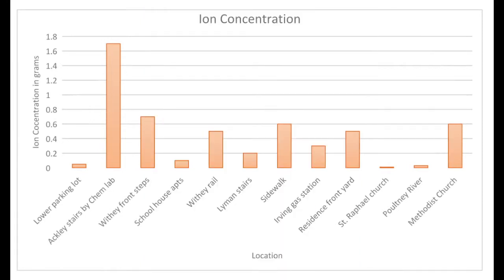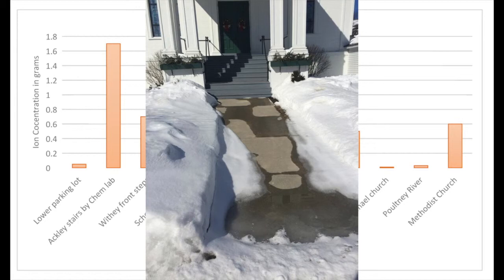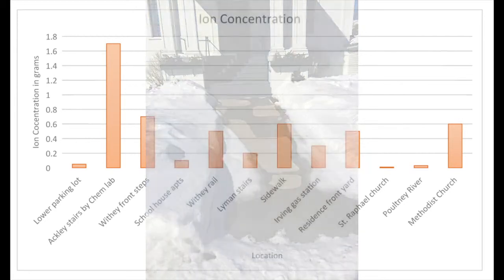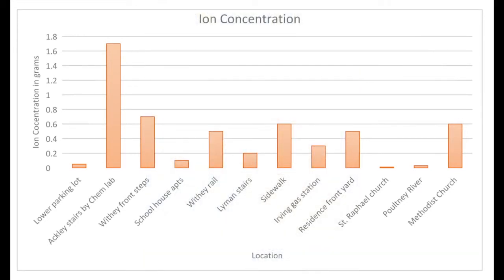The locations with visible salt present were the samples with the highest conductivity, and the samples with no visible salt had the lowest conductivity, which was St. Raphael's Church. Because the conductivity probe has a limit of measurement, accurate results could not be given of the samples with high ion concentrations.